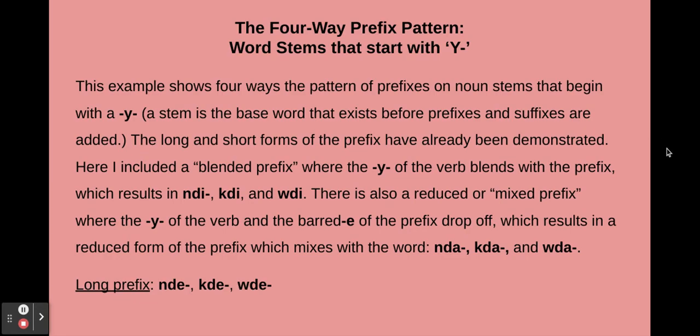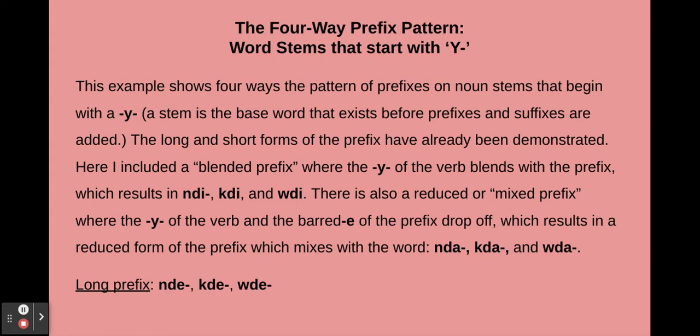As we left off, this example shows four ways the pattern of prefixes on noun stems that begin with a Y. A stem is the base word that exists before prefixes and suffixes are added. The long and short forms of the prefix have already been demonstrated.